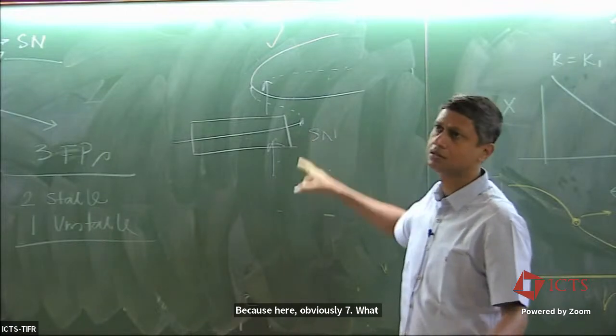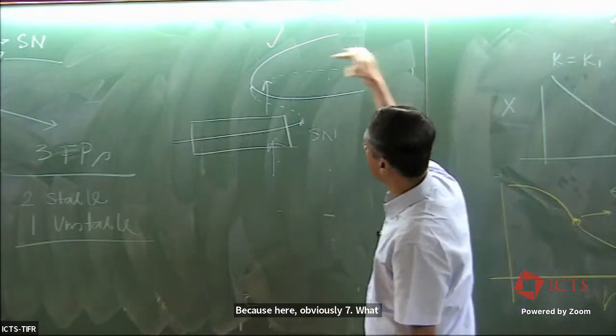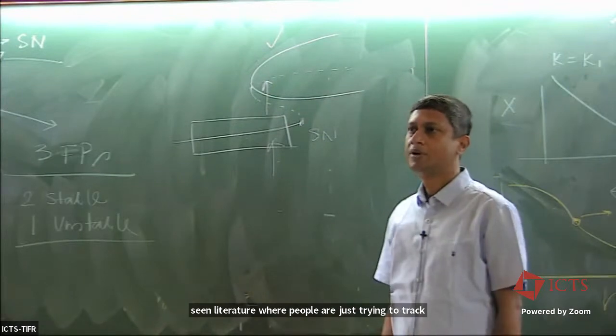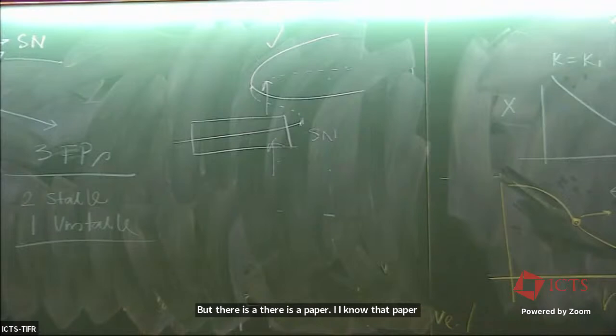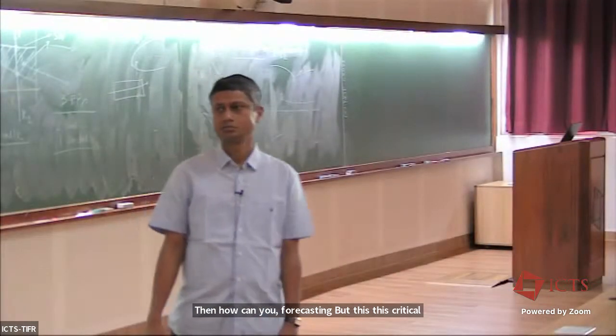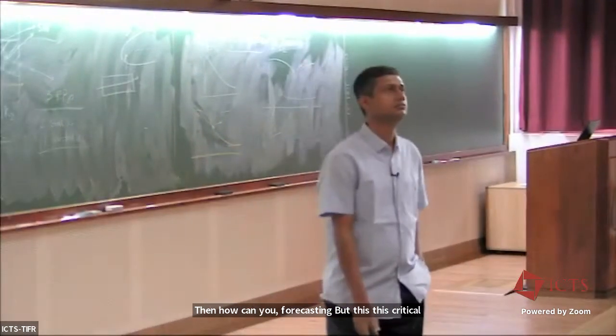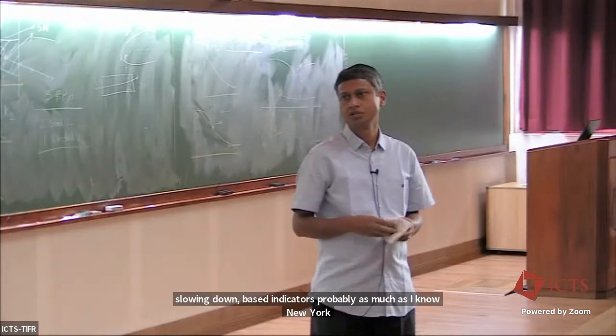I have not seen literature where people are trying to track it the other way around. But there is a paper. I know that paper. It's in Scientific Reports, written by Tamastel. They talk about some other measures. So when you have bistability in oscillations, how can you forecast it? But critical slowing down based indicators, as far as I know, will probably not work. Obviously, there can be new research work.